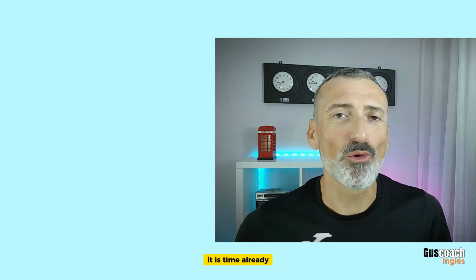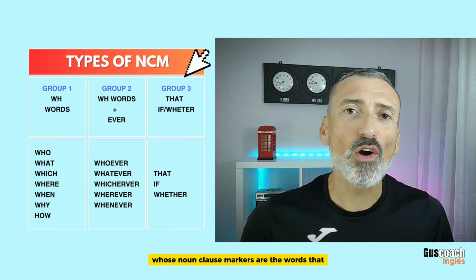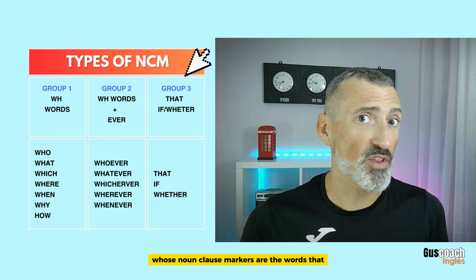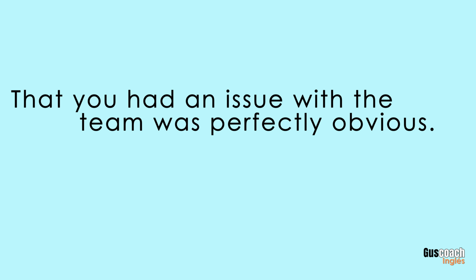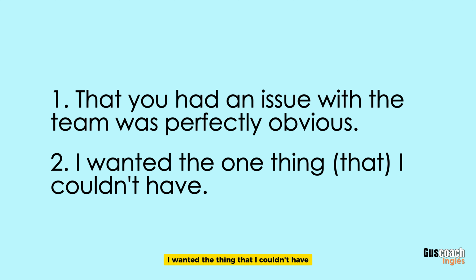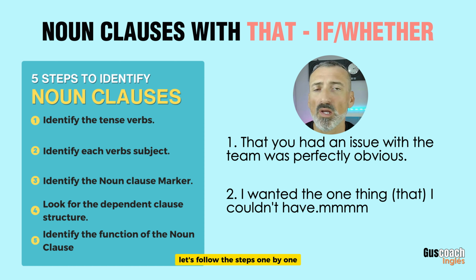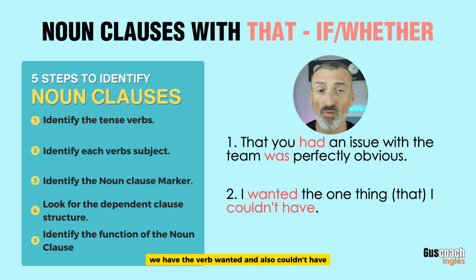It is time already to have a look at some examples of noun clauses whose noun clause markers are the words that, if, and whether. Example number 1. That you had an issue with the thing was perfectly obvious. Example number 2. I wanted the thing that I couldn't have. Let's follow the steps one by one. First one, identify the verb tenses. In sentence number 1, we have the verb had and the verb was. In sentence number 2, we have the verb wanted and also couldn't have.